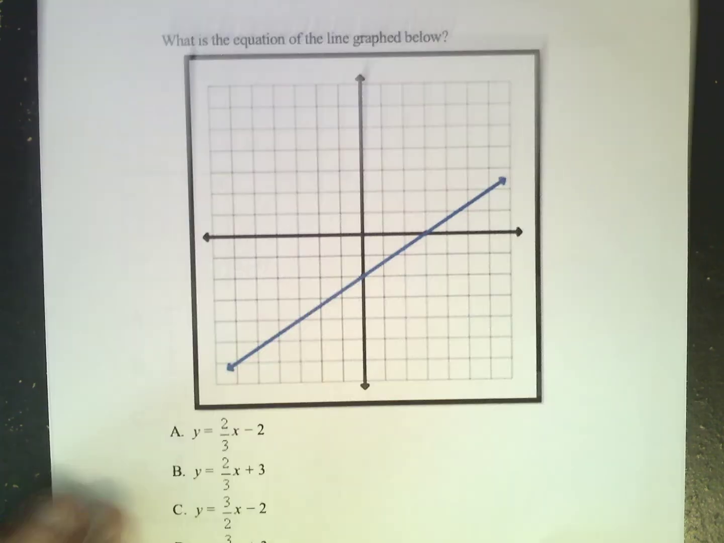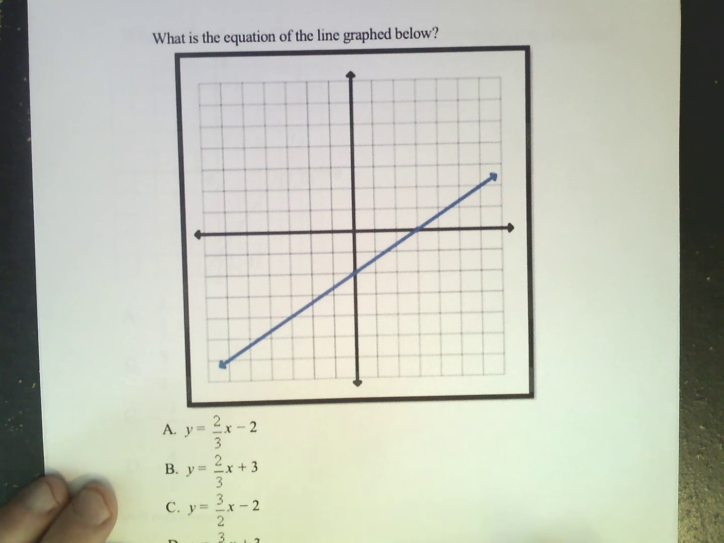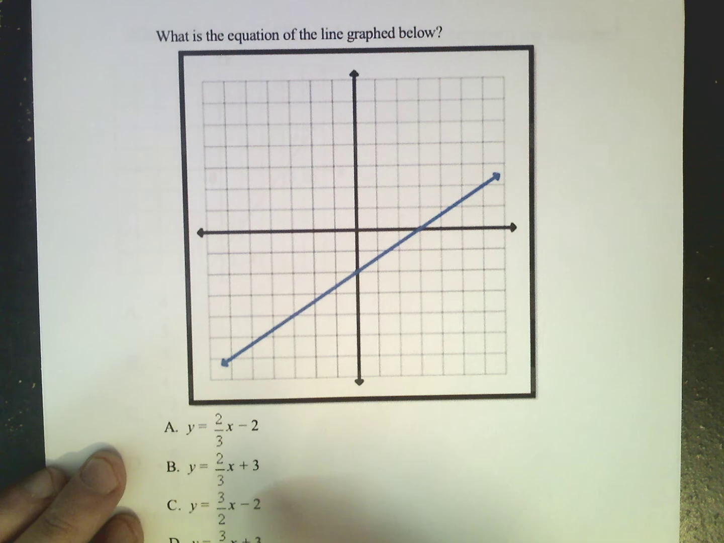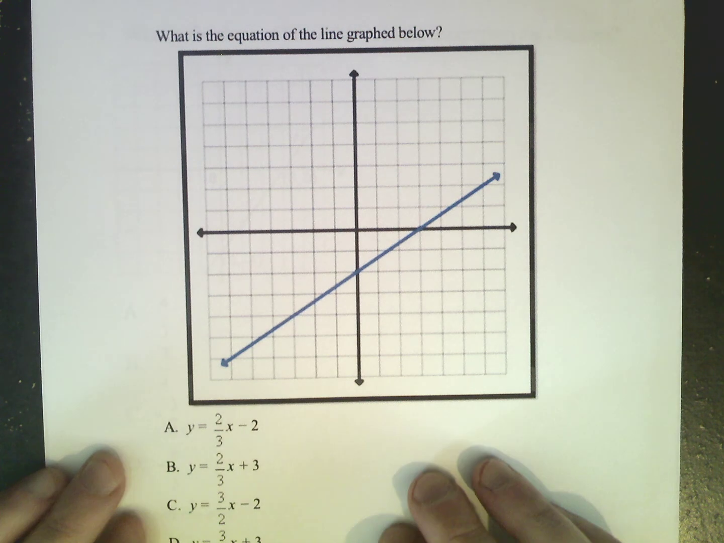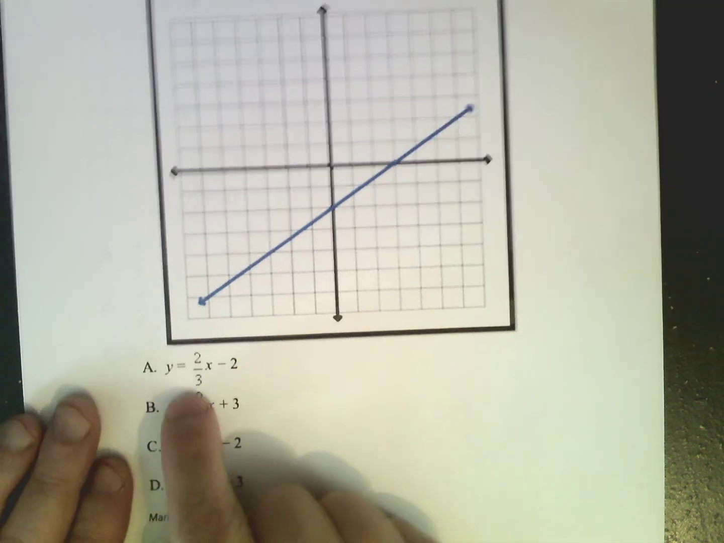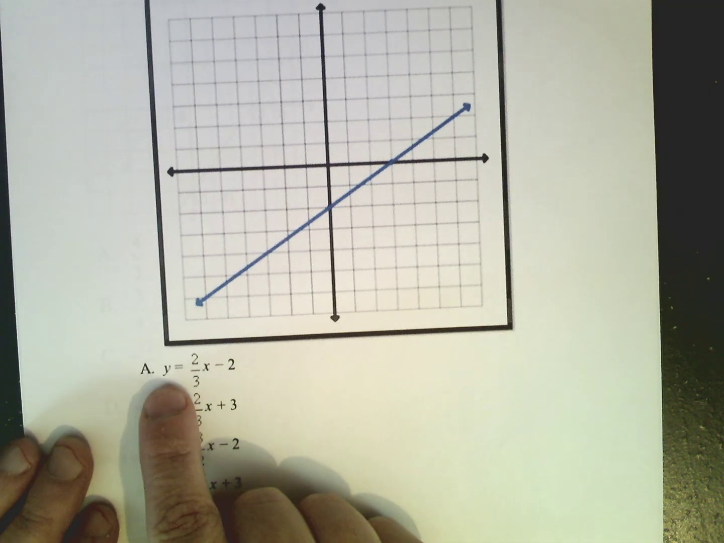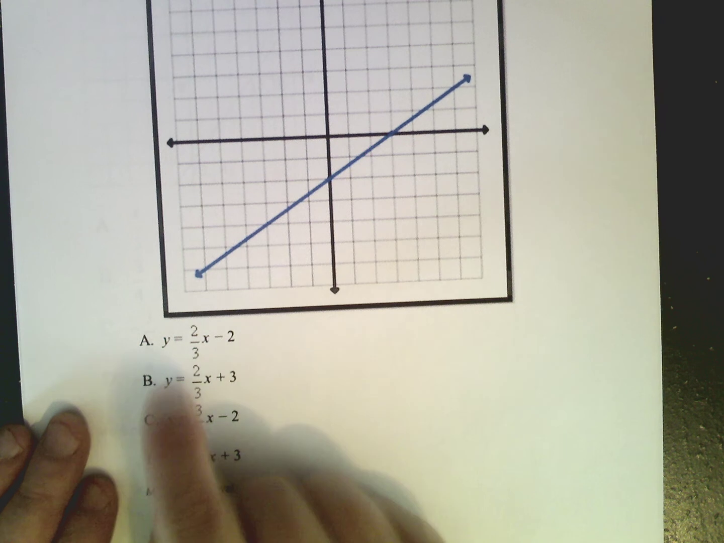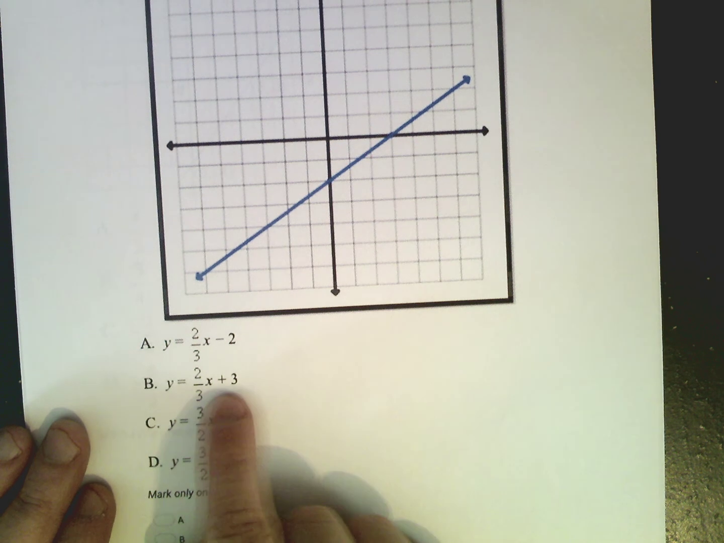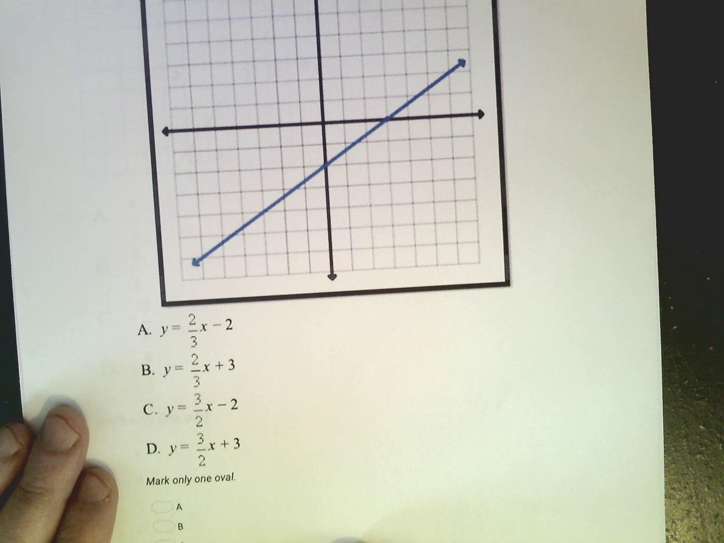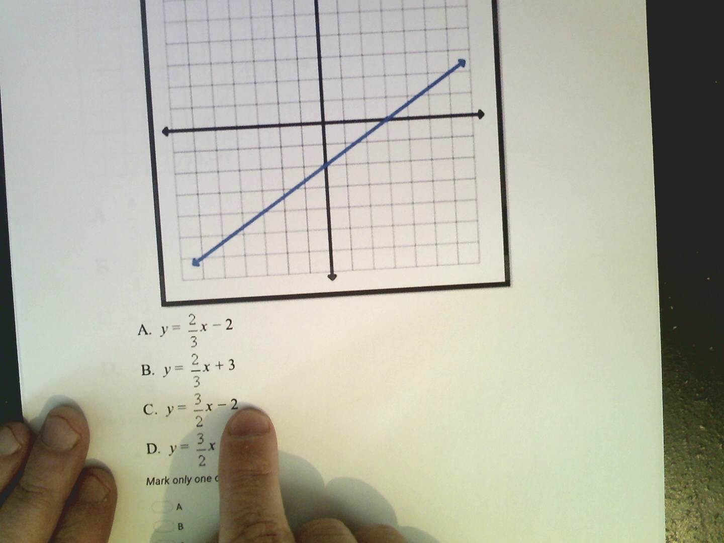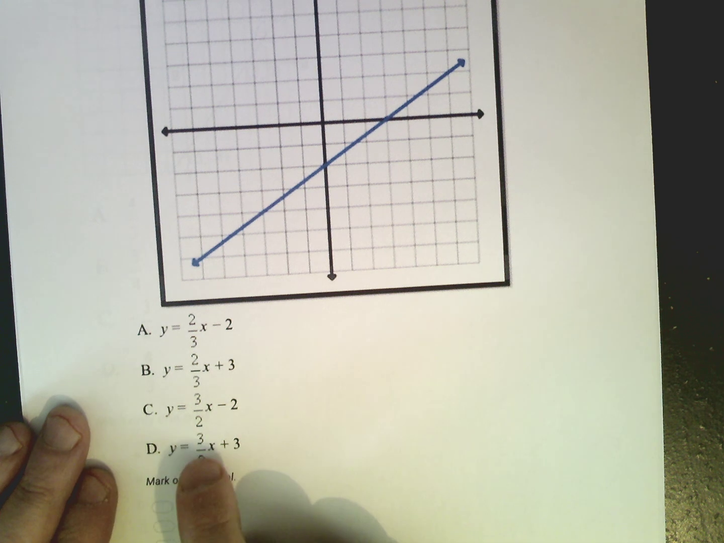Next problem. What is the equation of the line graphed below? So you have a line here, it shows you the slope can be found on this, and the y-intercept can be found on this. So your choices are A, y equals 2/3 x minus 2. B, y equals 2/3 x plus 3. C, y equals 3/2 x minus 2. Or D, y equals 3/2 x plus 3.